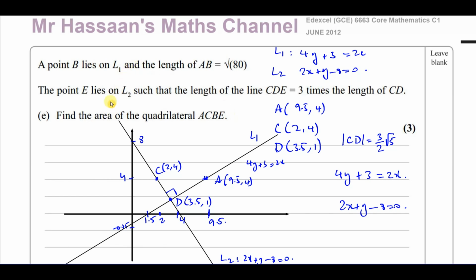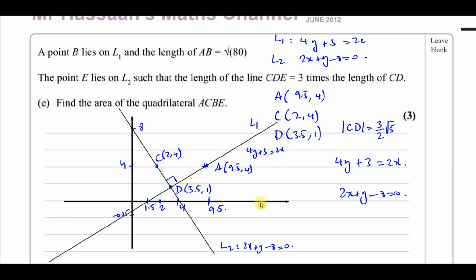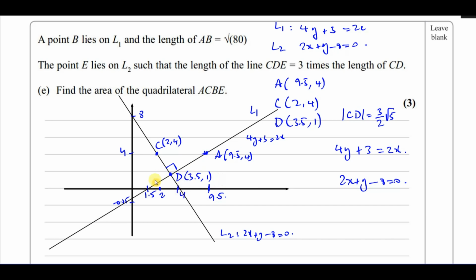Okay, and the point E lies on line 2, such that the line CDE is 3 times the length of CD. So if CDE is 3 times the length of CD, then E must be somewhere over here. Let's say E is over here, such that this length is twice that length. So we can say that DE is twice CD. Then the length of CDE is 3 times the length of CD. That's 1 part, and the whole thing is 3 parts, so this is going to be 2 parts. So this is twice that.